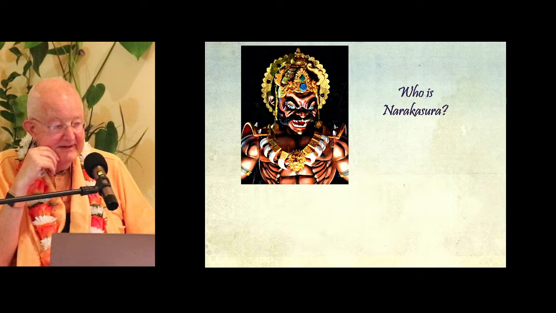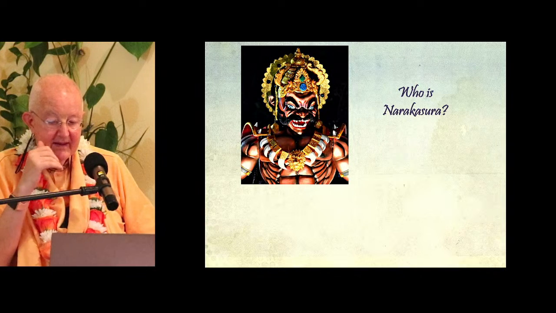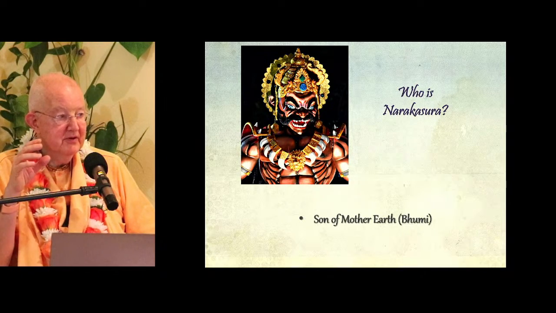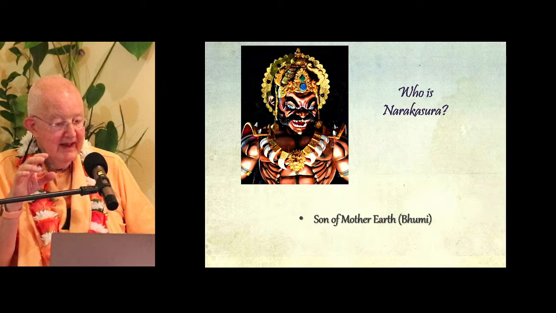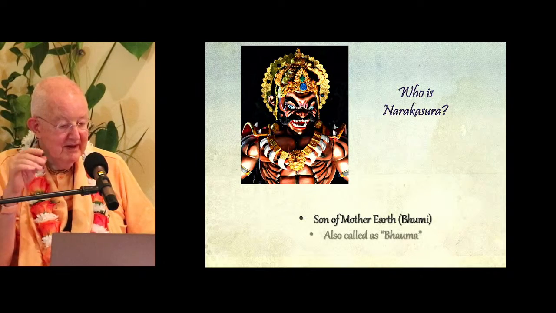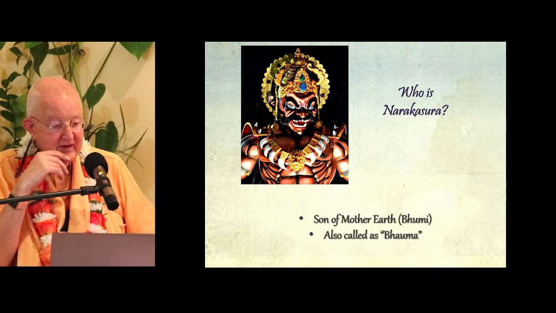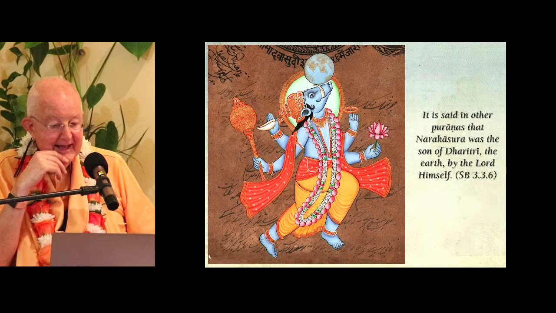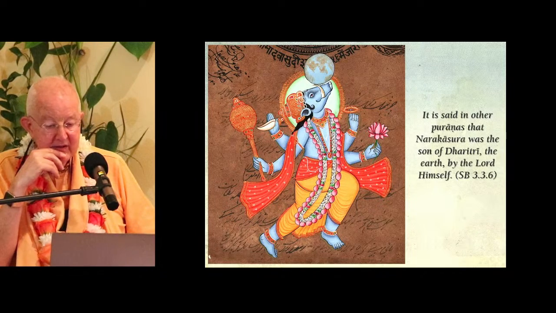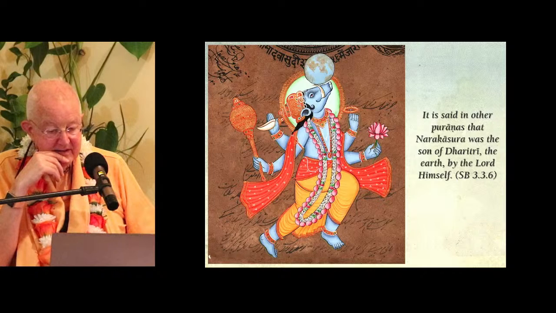So who's Narakasura? Narakasura was the son of Mother Earth, Bhumi. When Varaha lifted Mother Earth, Varaha contacted Mother Earth, and a son was born. Naraka, but he became an asura through bad association. So Bhumi or Bhauma was the son. There's Varaha lifting the earth. It is said in the Bhagavatam, Canto 3, and in other Puranas, that Narakasura was the son of Dharitri by the Lord himself. So from Lord Varaha and Dharitri, or Mother Earth, the son was born.